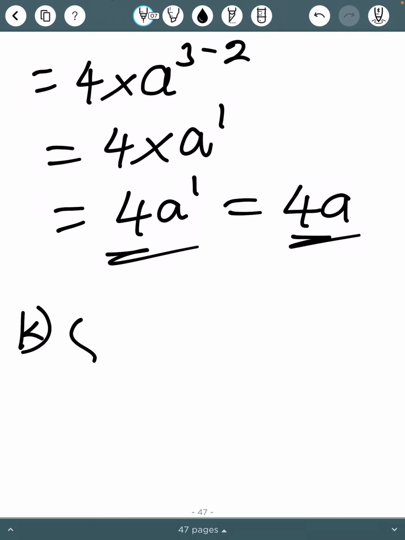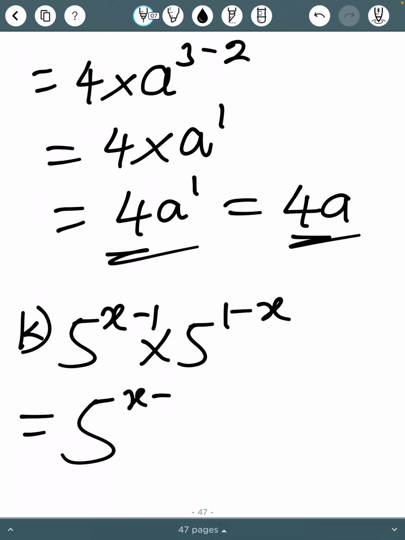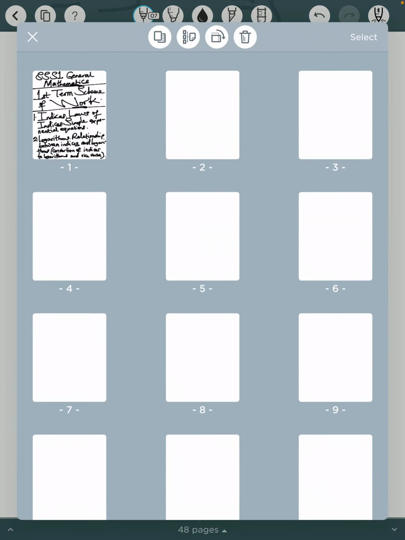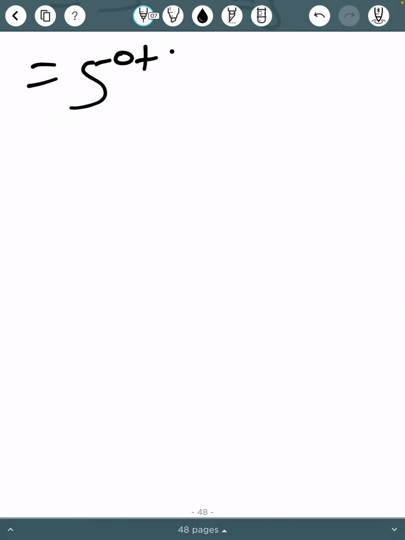5 raised to power x minus 1 times 5 raised to power 1 minus x will be treated as 5 raised to power x minus 1 plus 1 minus x. I think I should put the common terms together: 5 raised to power x minus x minus 1 plus 1. That will lead to 5 raised to power 0, which is 1. Now, question L.